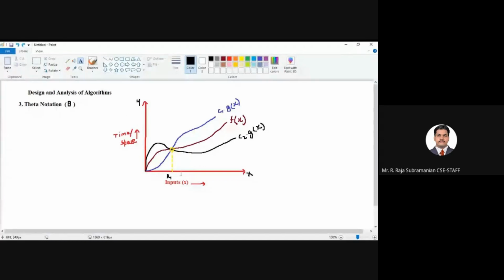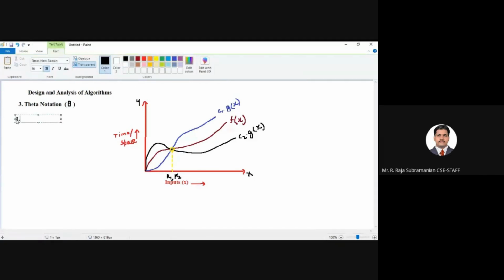K1 comma K2. According to this function, here K1 and K2 are both equal. After K1 or K2, c1 into g of x is always greater than f of x, and c2 into g of x is always less than f of x. So that's what we are going to say here in the theta notation. So we'll go with the definition.